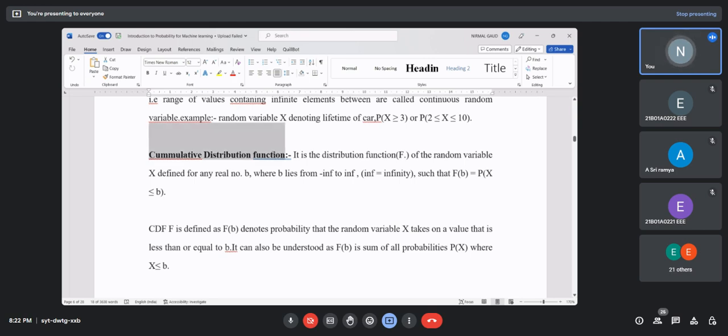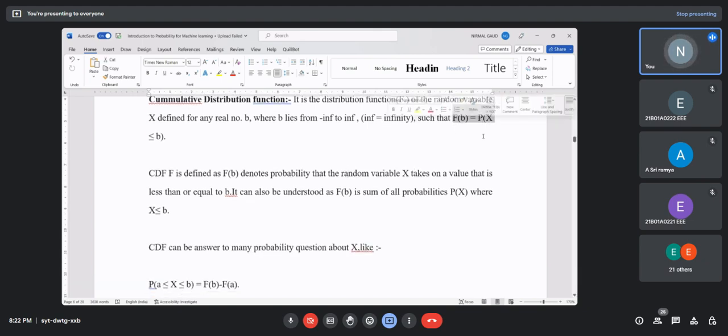Then the cumulative distribution function. That means if a distribution function of a random variable x is defined over a real number b, where b lies from minus infinity to plus infinity, then it is a cumulative distribution function. If your distribution lies on a real number between some limits, minus infinity to plus infinity, then it's a cumulative distribution function. It is written like this: F(b) equal to P(X less than or equal to b).